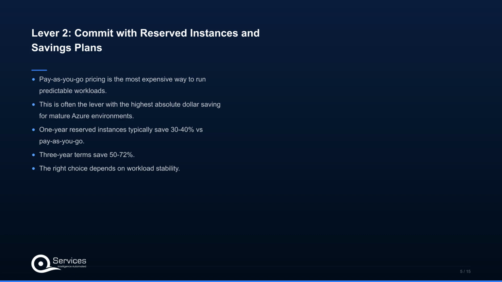Reserved instances lock savings to a specific SKU and region. Savings plans apply across eligible compute regardless of VM size or region, which suits teams that resize frequently or operate across multiple regions. For Azure infrastructure assessment purposes, run a 30-day usage analysis before committing to either product. An Azure architecture review will often reveal that a mix of both, RIs for stable core workloads, savings plans for variable compute, delivers the best coverage without overcommitting.